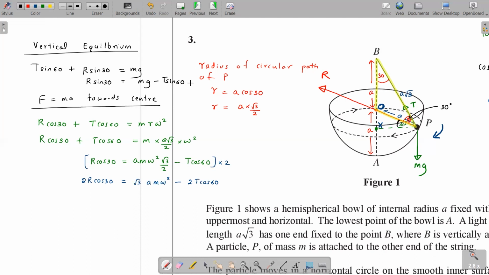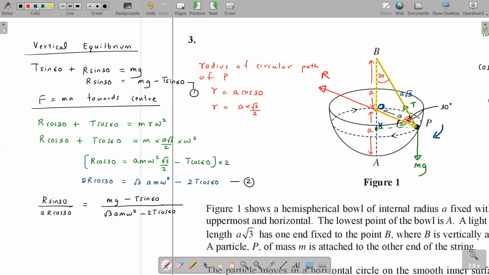Now you know what I'm going to do? I want to find T, right? So I'll take these two equations and divide them. You can substitute also, there are many ways of doing it, but I will just divide them. So I get R sine 30 divided by 2R cos 30 equals mg minus T sine 60 divided by root 3 a m omega square minus 2T cos 60.